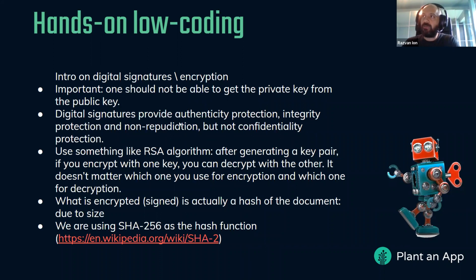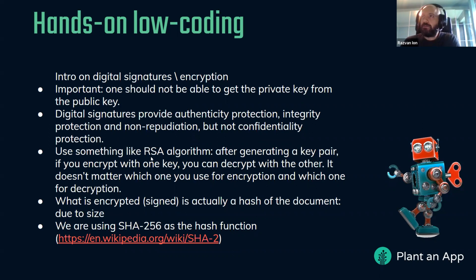Non-repudiation is tied into this one. Once it was signed, Alice cannot go and say, hey, I didn't sign this document, and she cannot do that because only she has the private key. So this is important, but it doesn't ensure confidentiality protection. This means that the document is essentially public, so everyone can read it.